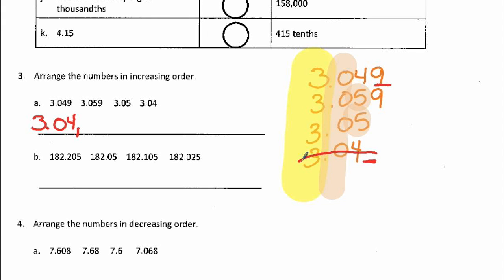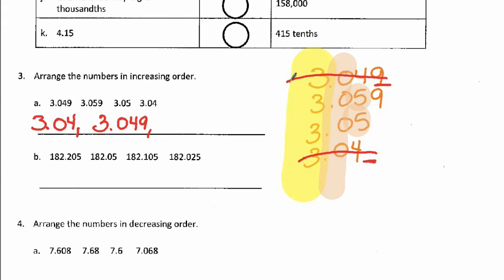The next number that you're going to put down is 3 and 5 hundredths. Well, not yet. We still have one number left. We're going to cover these two. What's my other one I have left? Okay, 3 and 49 thousandths. 3 and 49 thousandths would be next. I'm going to cross that out.